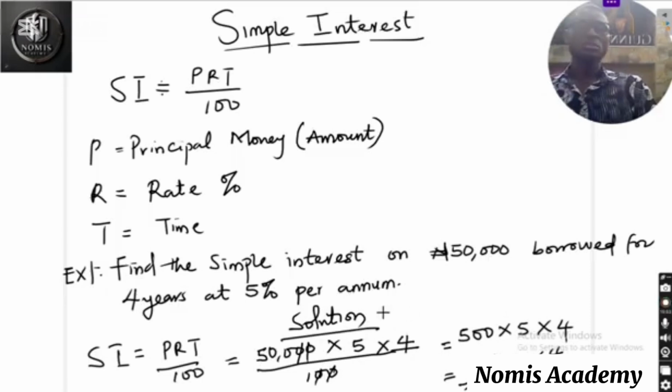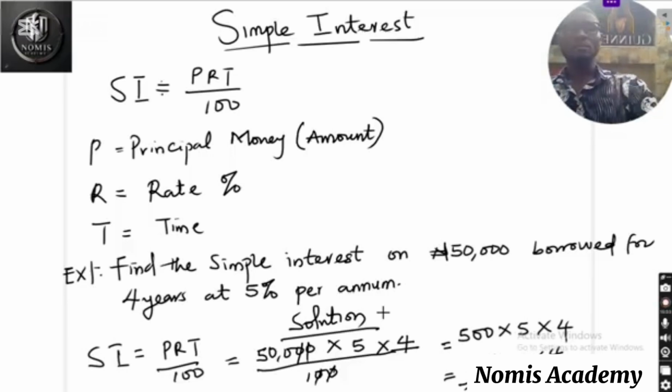Now, what happens in a question where the simple interest is given, the principal is not given, and we are asked to look for it at a particular rate for a particular period of time? What do we do? Yes, it's as simple as that. We change the subject of the formula.